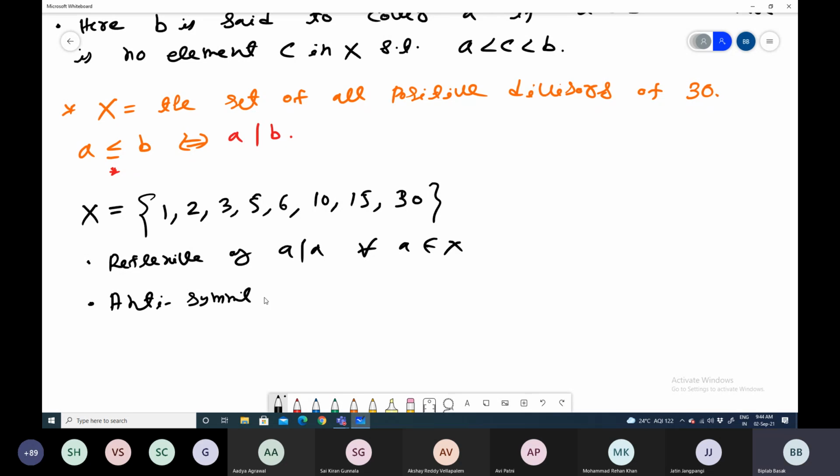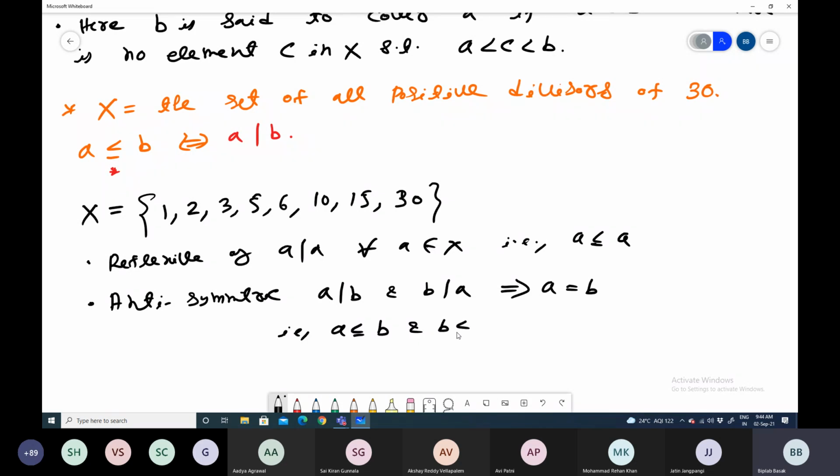Why is it antisymmetric? Because A divides B and B divides A, and this is only possible if A equals B. So A less than or equal to B and B less than or equal to A, under our relation less than or equal to, imply A equals B.